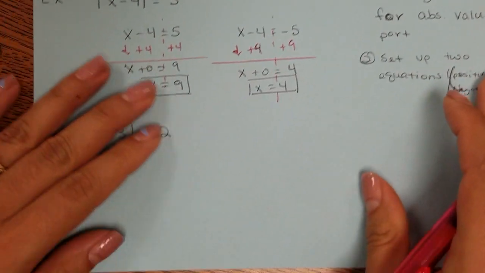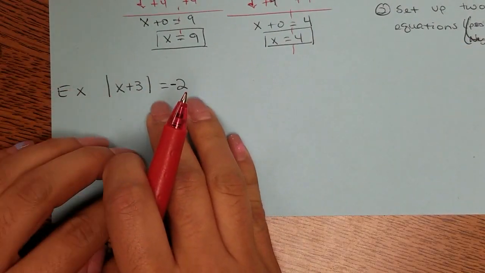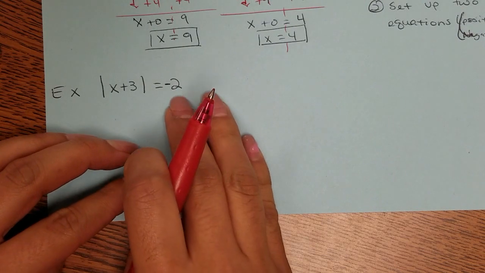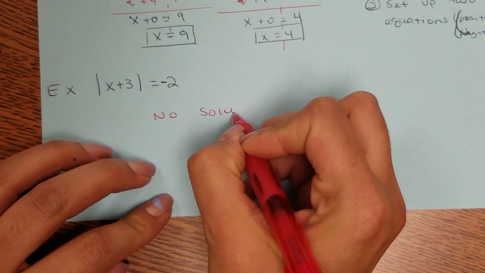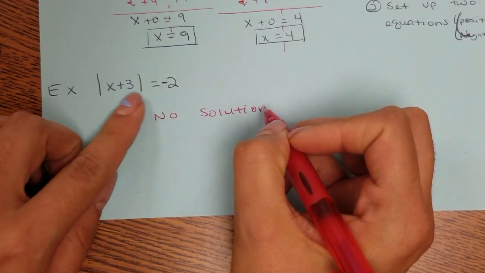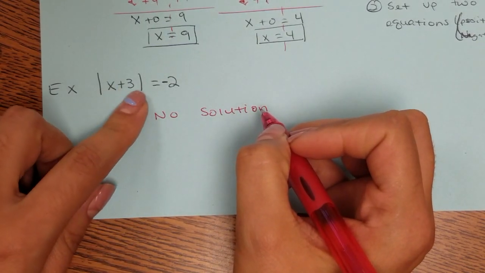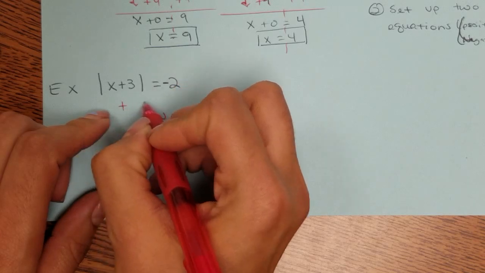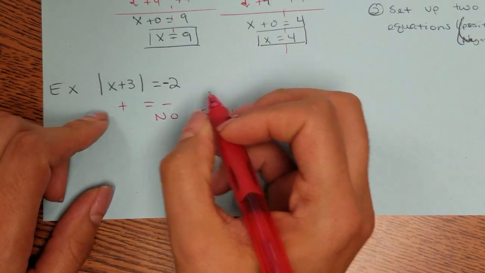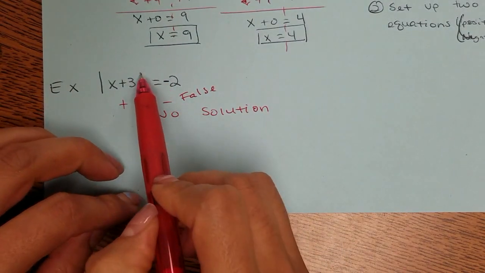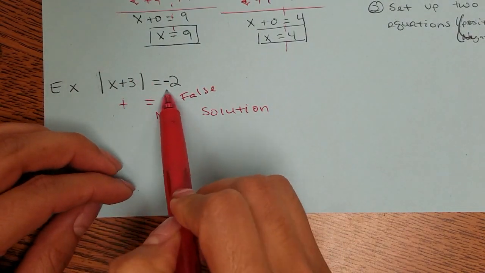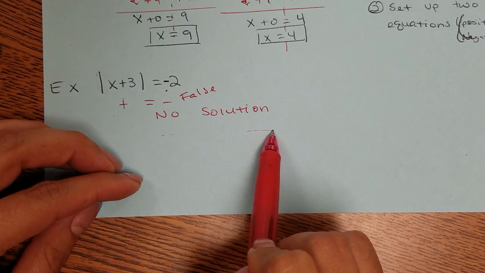Okay, so if you have an absolute value equation set to a negative number, this is actually going to be no solution, because the absolute value of anything is always a positive distance, and you can't have a positive be equal to a negative. That's false. Okay, so if you have the absolute value of something equal to a negative number, you're going to have no solution.